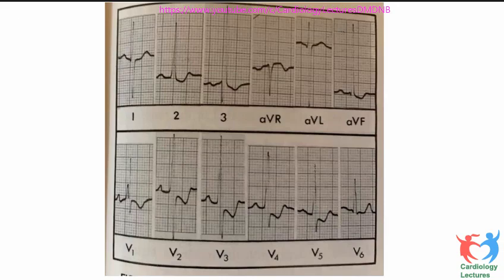Sir, RV hypertrophy with RV strain pattern, sir. ST depression. Yes, there is RV strain pattern because in V1, V2, V3, V4, all there is some ST depression indicating there is an RV strain pattern. I agree with you. Okay, right. Look at the X-ray chest. What does X-ray chest show?